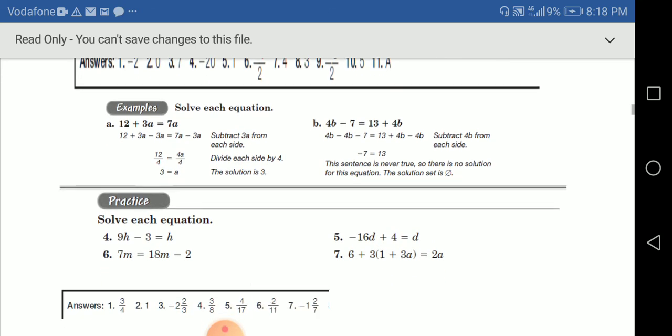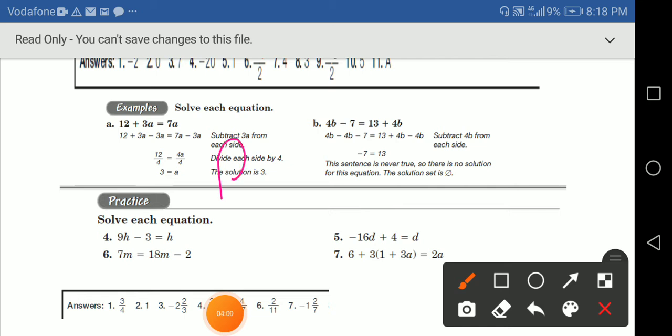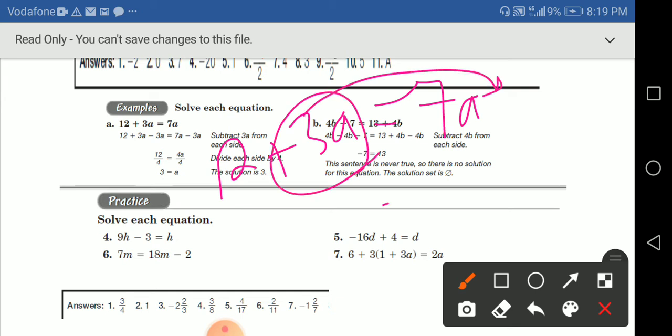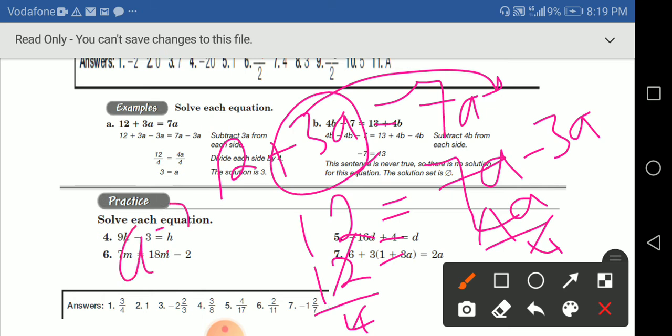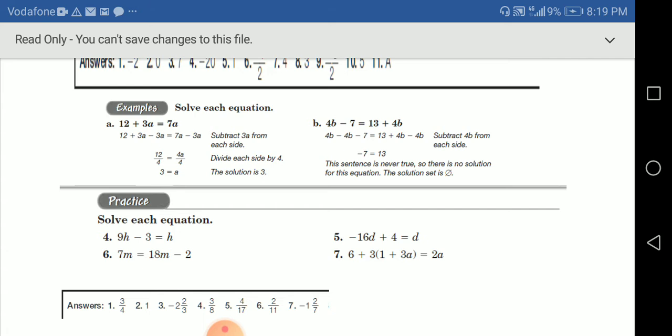Easy. Let's solve an equation together. 12 plus 3a equals 7a. I will put the a's together. So 7a minus 3a gives me 12. 7 minus 3 gives me 4a equals 12. Divide by 12 or 4? 4, of course, to get rid of the coefficient. So a equals 12 over 4, therefore a equals 3. I think it's very easy.